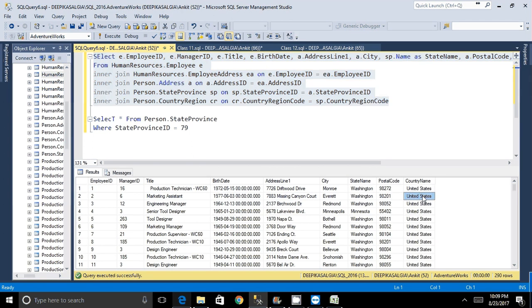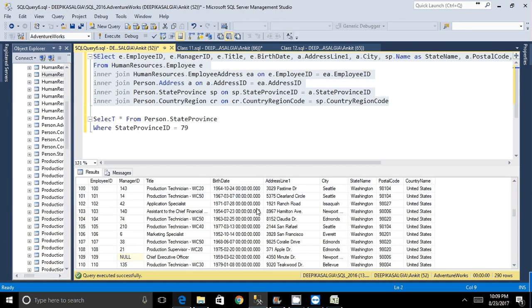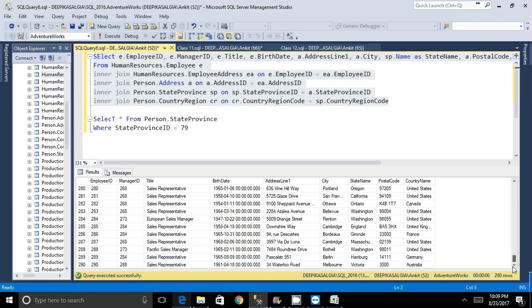Perfect. You get all of the information that you needed. You get the address, you get the employee information. So if you go all the way to the end, now you can see what's their state, Canada. What's their country: France, United Kingdom, Germany, Australia.